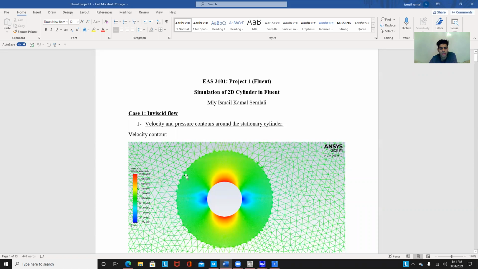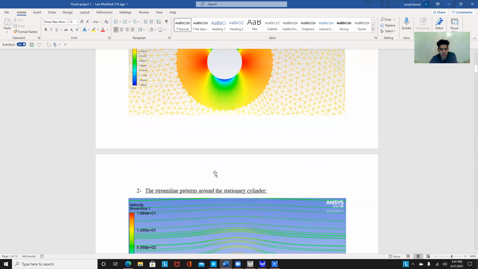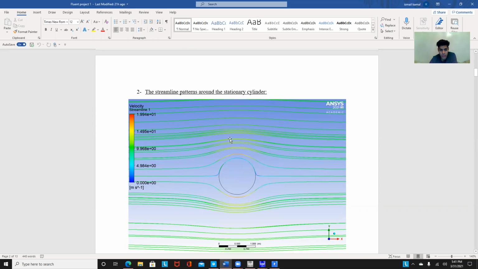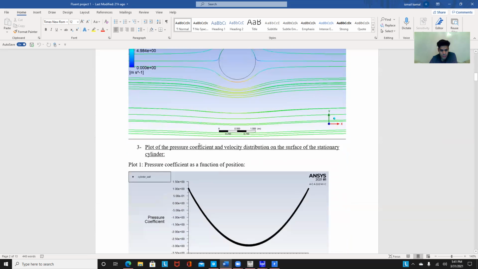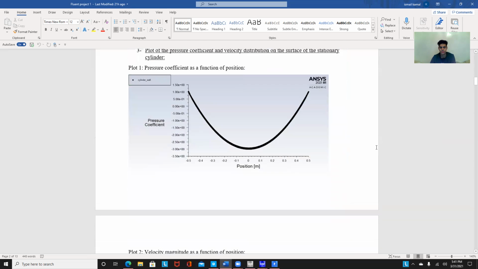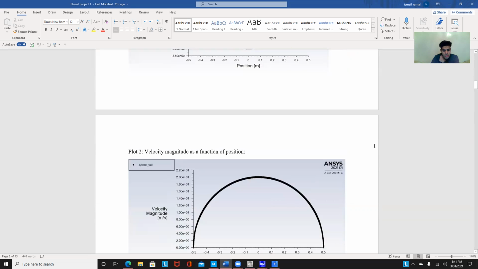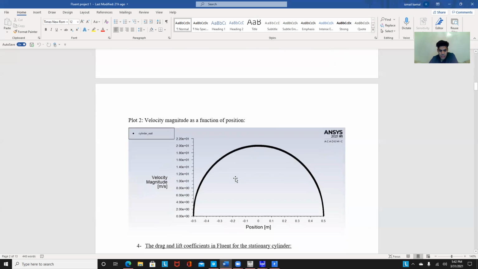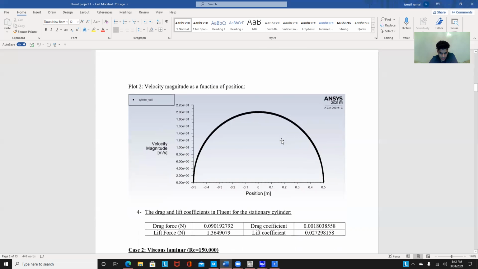So this is my velocity contour, this is my pressure contour, this is the streamline pattern for the stationary cylinder. It looks perfect here, right? My pressure coefficient, we can see that it's in between -3 and 1. That's our minimum and max pressure coefficient. And this is my velocity magnitude. The max should be 2 times our velocity. The velocity was 10, so we're just multiplying that by 2, and we can see that our maximum velocity is 20 meters per second, right?